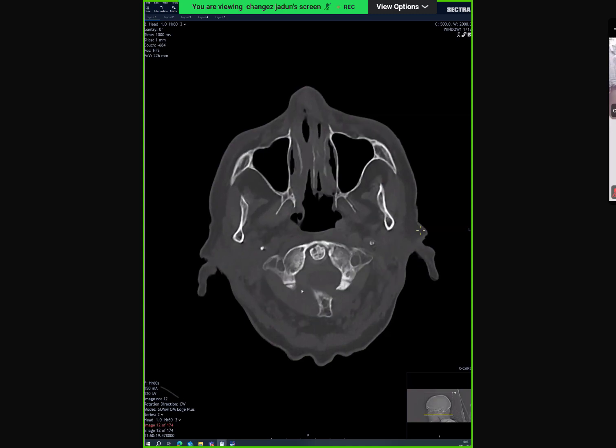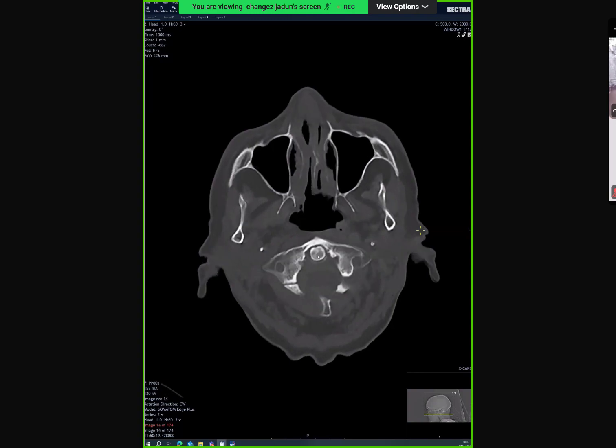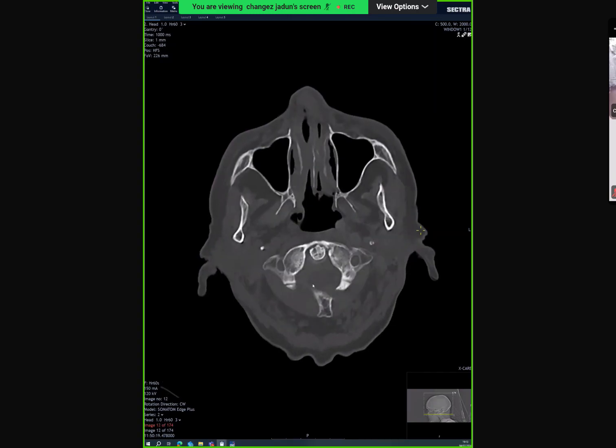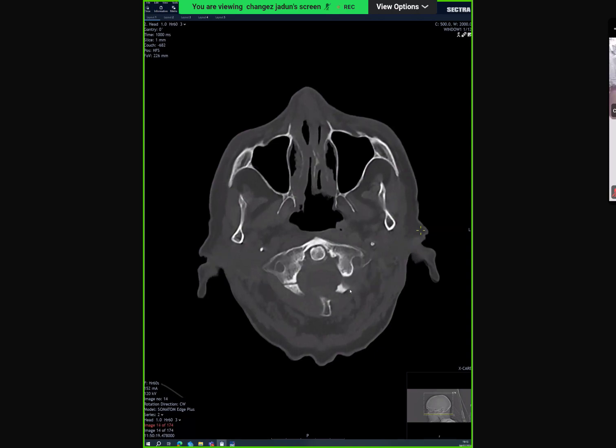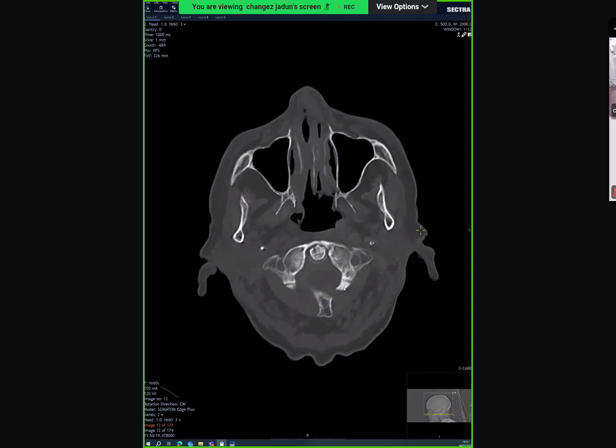So this is the C1 ring. This is the dens, which shows degenerative changes. You saw this patient is an old patient, but this is not normal. There is no suture in the C1 arch. So what is this? A fracture. Is this an acute fracture or a non-acute fracture?